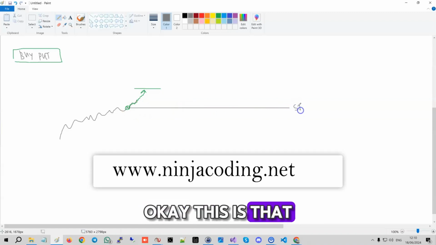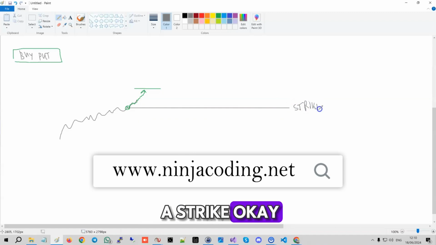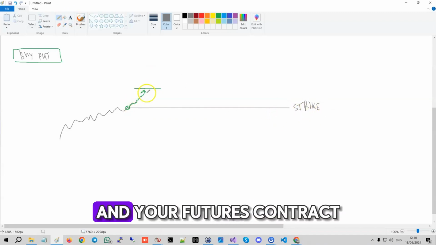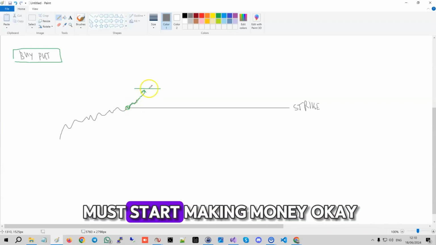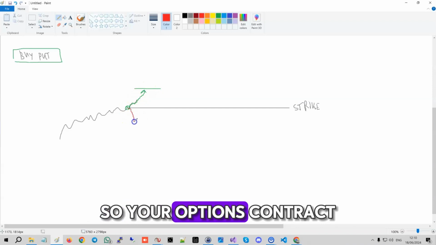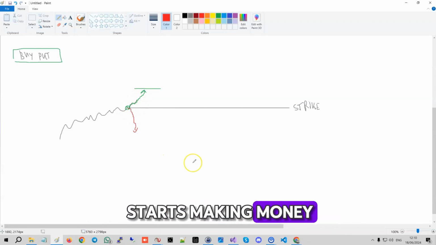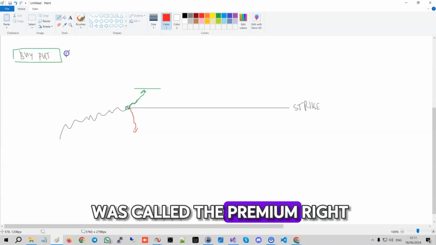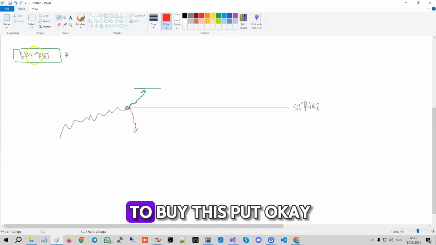This has to be the strike. So if this is your strike, and you buy long, your futures contract starts making money, and if the market goes against you, your options contract starts making money after the strike. Basically your risk, the price you paid, is called the premium, the price you paid to buy this put.